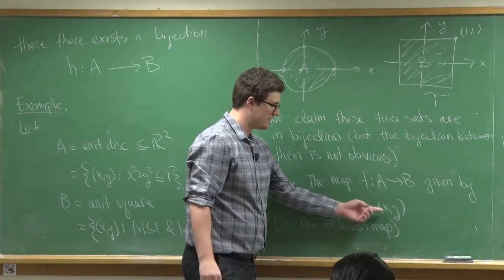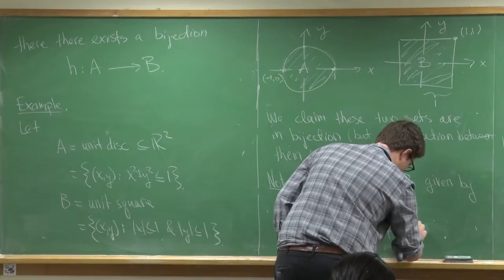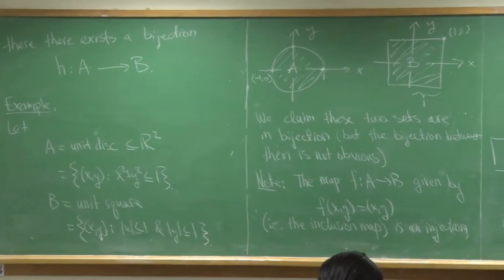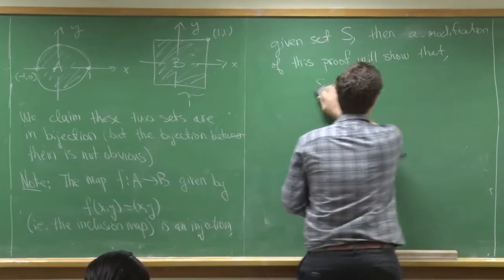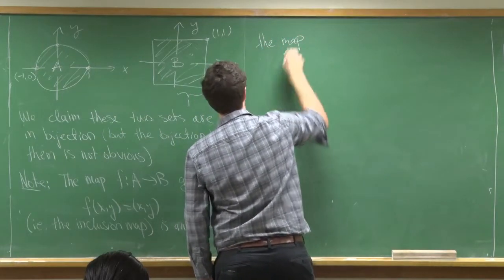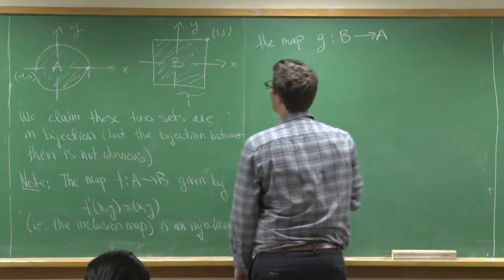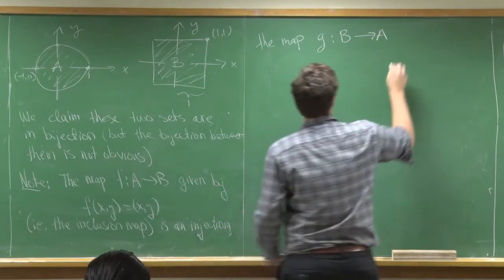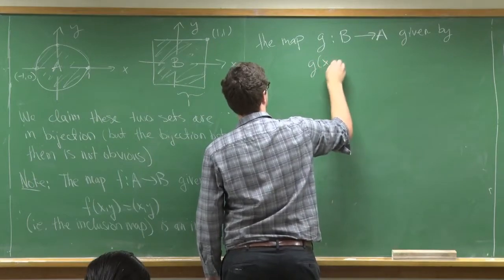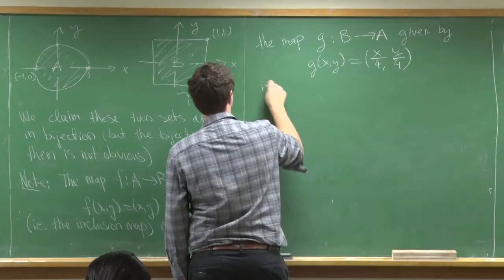So it acts as the identity here, right? It is an injection. Okay, and then the map G from B to A, let's say given by G of (x,y) equals (x over 4, y over 4), is also an injection.